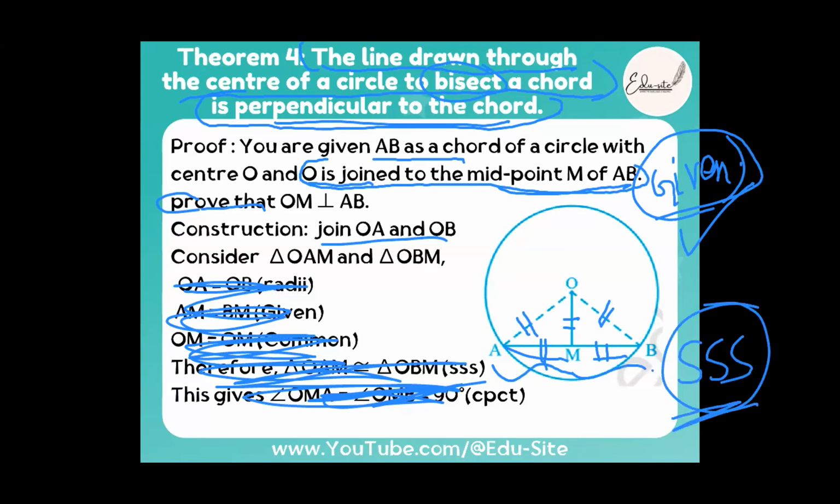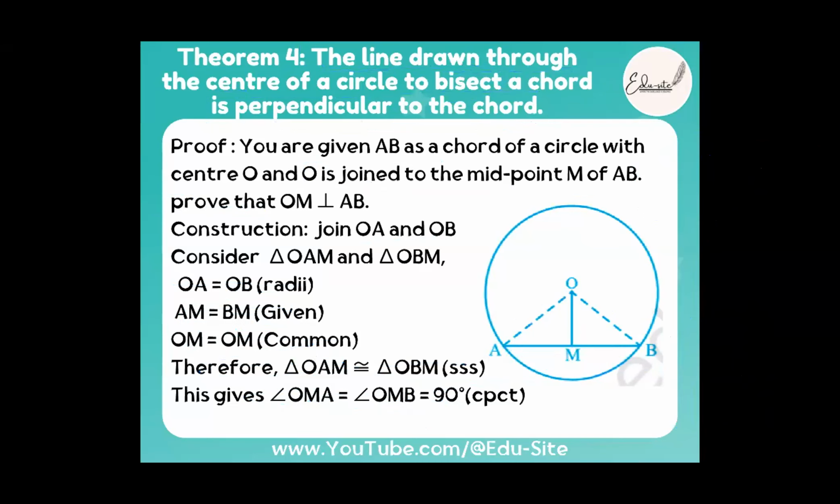SSS postulate. From the SSS postulate, these two triangles are proved congruent. If these two triangles are congruent, then angle OMA is equal to angle OMB, which is equal to 90 degrees. Understood? Yes. Okay. You can write this down.